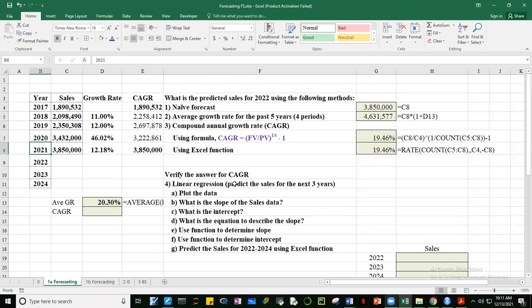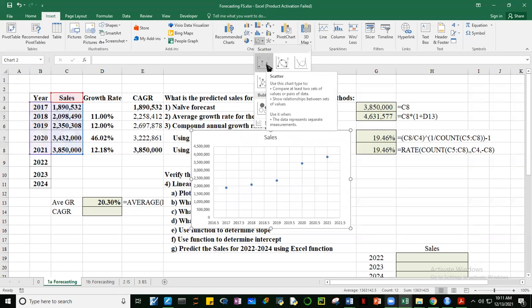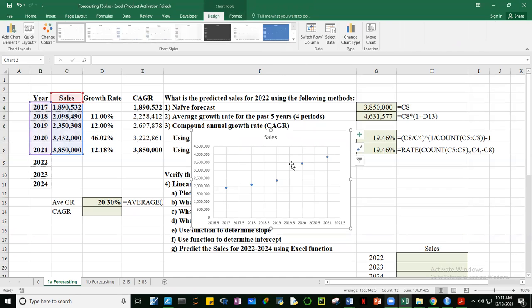Okay, so first, the first thing that we have to do is to plot our data, no? So let's plot our data. So highlight natin itong year tsaka yung sales natin from 2017 to 2021. Okay, and then we insert tayo, insert. Okay, and let's just use this, okay, let's use this scatter plot.